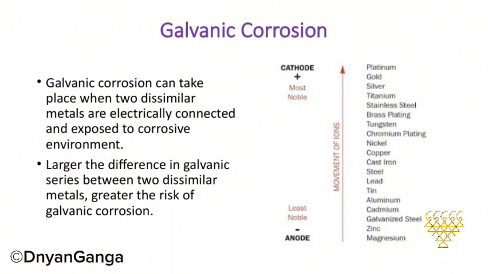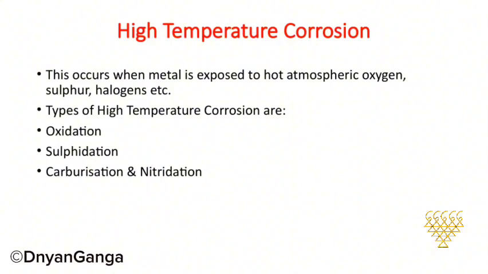This is especially important in our overall discussion of material selection and maintenance, because choosing compatible metals can significantly reduce this type of corrosion. Understanding these principles helps us design more durable and corrosion-resistant systems. This occurs when metal is exposed to hot atmospheric oxygen, sulfur, halogens, and other aggressive elements. These environments can cause significant damage to materials, especially at high temperatures. The types of high-temperature corrosion include oxidation, sulfidation, carburization, and nitridation.